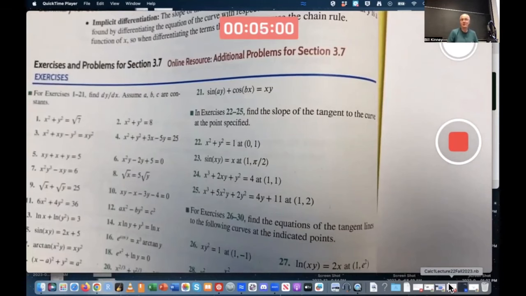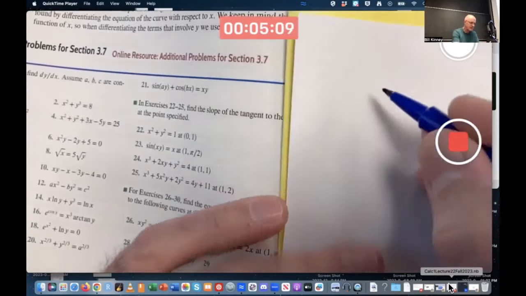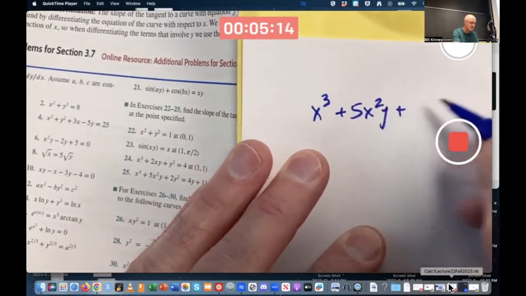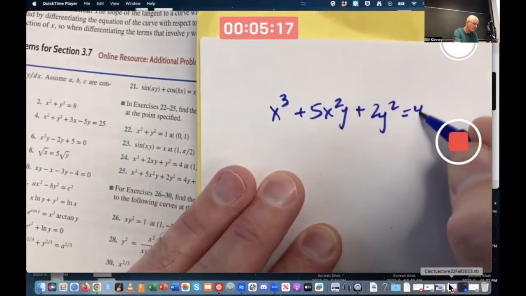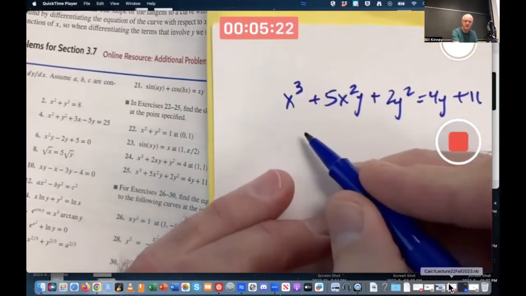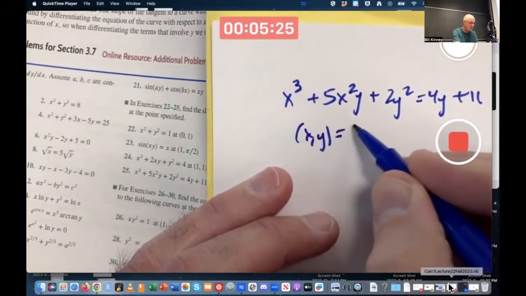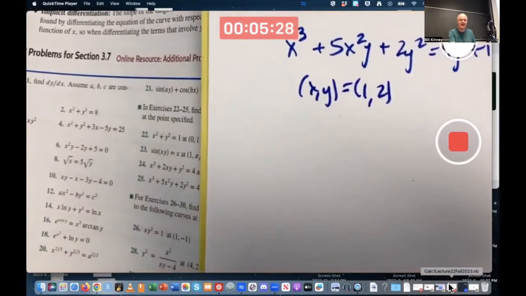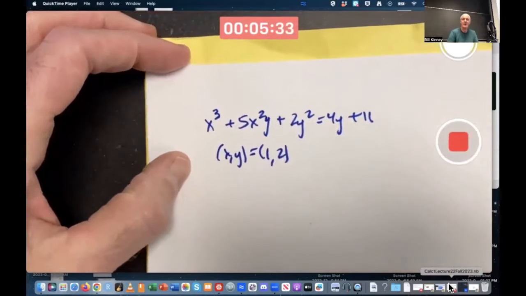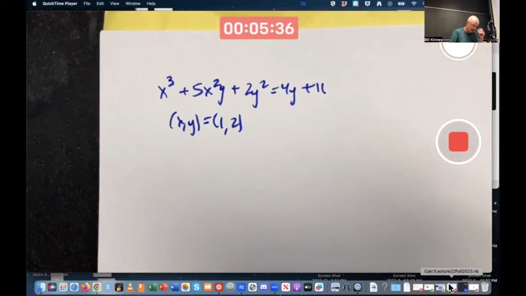Let's go ahead and do what we're told to do here, but let's also think about this in terms of other things that we've learned, like multivariable calculus. I'll write the equation first. X cubed plus 5x squared y plus 2y squared equals 4y plus 11. And the point in question, again, is the point with coordinates (1, 2). All right, that is our equation and point. We want to find the slope of the curve at this point if it exists.